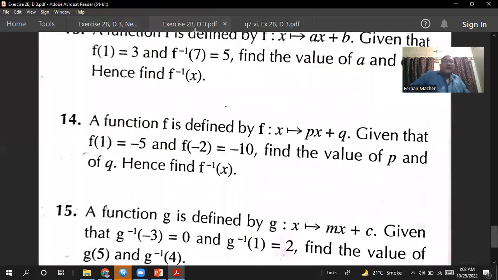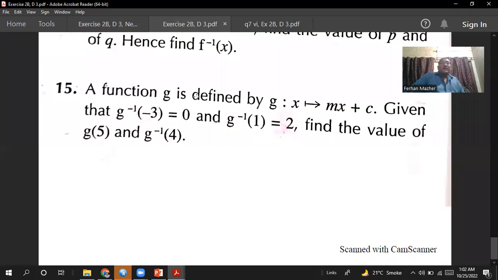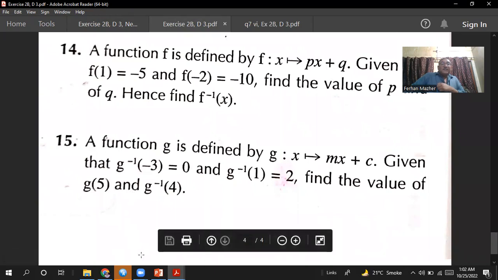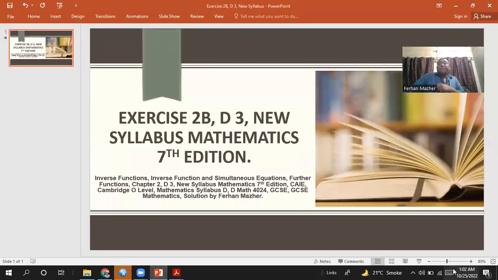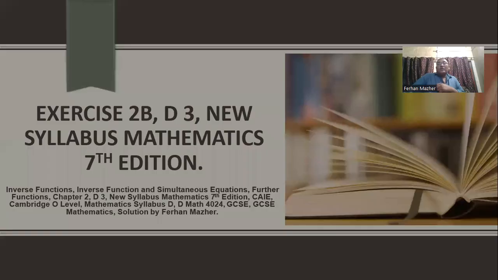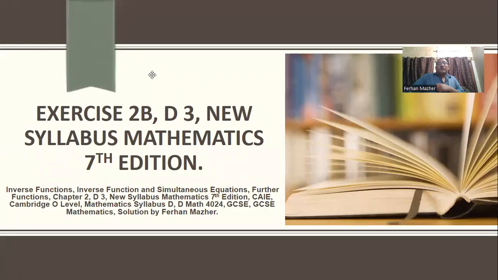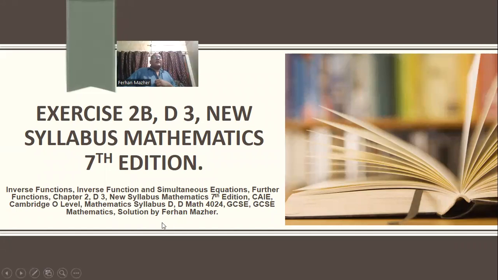So my dear students, we are done with question number 15. So this exercise is completed. Today we have done exercise 2B from the book D3, New Syllabus Mathematics, 7th edition. The book is published by Oxford University Press, and the topic we were covering was chapter number 2, simultaneous equations and the inverse function.